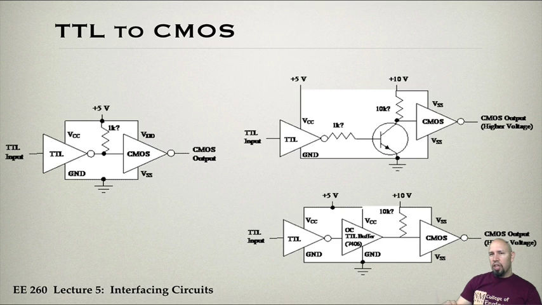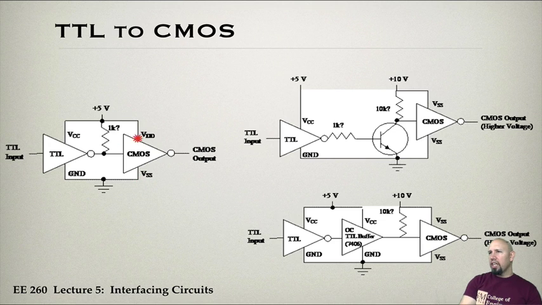So now how do you convert between the two? Well, here are some circuits that can be used to convert. The other thing about CMOS is it's not necessarily 0 to 5 volts. CMOS could actually be other voltages, for example, 10 volts. That's an issue that would need to be dealt with.